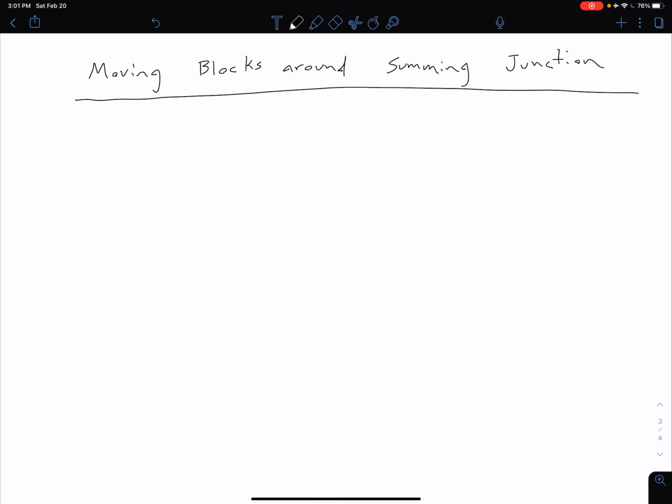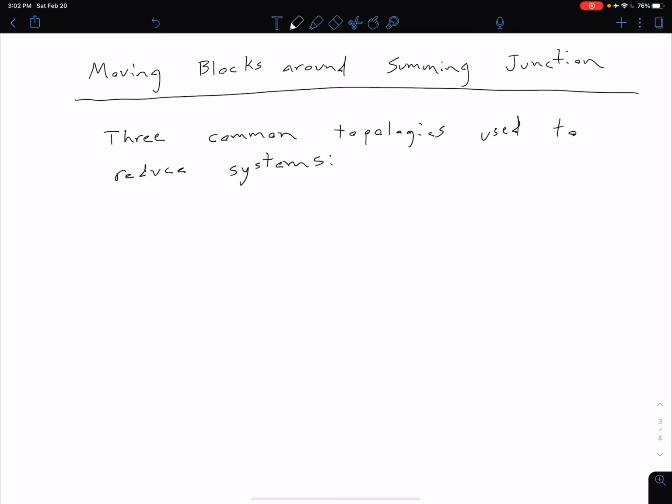It turns out that we're going to have three common forms, or three common topologies, used to reduce our systems. Just to list these as a preview, the first one is going to be our cascade form, where we can think of items as being in series. The second is going to be our parallel form. And the third is going to be something called our feedback form.